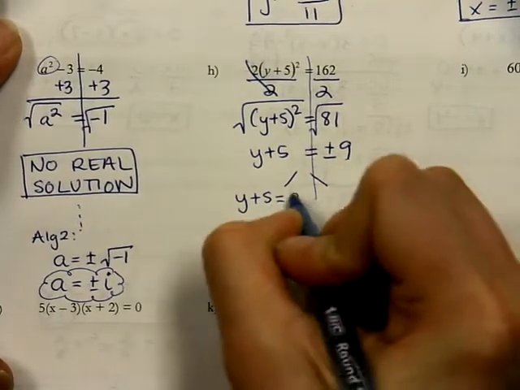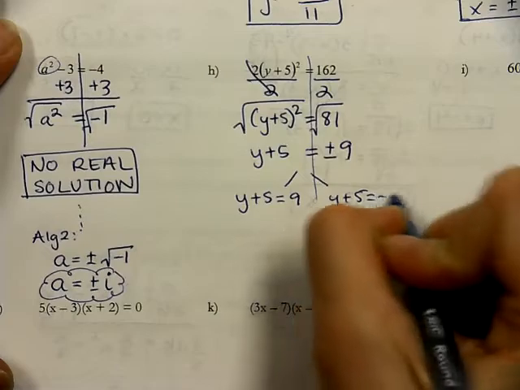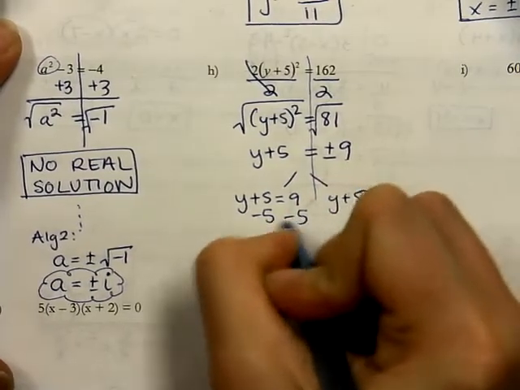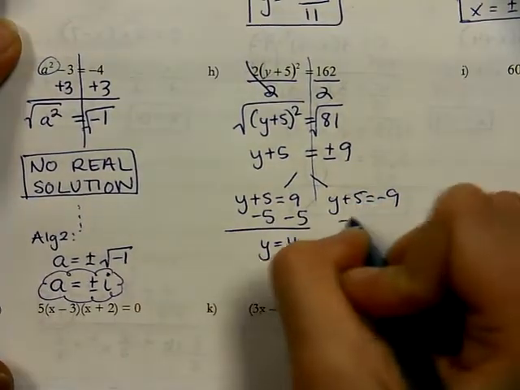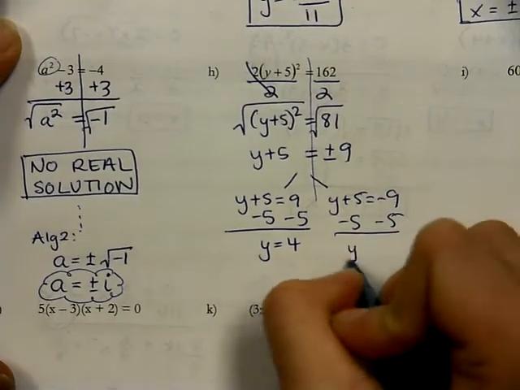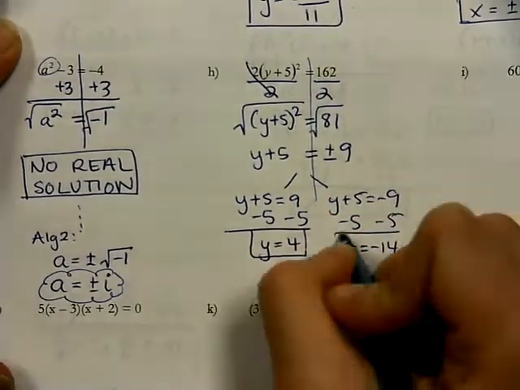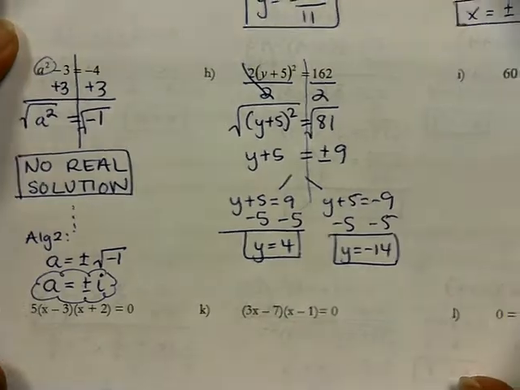So I'm going to break this apart. And I can solve here. I get y is equal to 4 and y is equal to negative 14. All right, one more in this row.